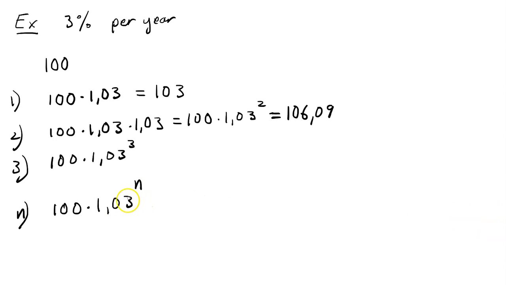So you see here we have an exponential function. So interest on what you put into a bank will increase exponentially. So for example, after 10 years, you will have 100 times 1.03 raised to the power of 10 here. And how much is that? This is roughly 134.